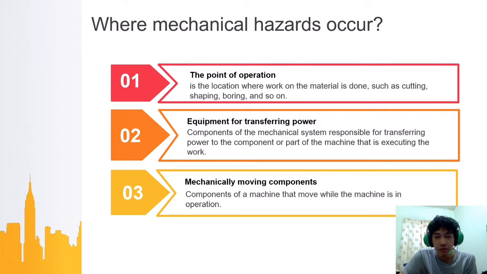This is the component of the mechanical system responsible for transferring power to the component or part of the machine that is executing the work. The last is the mechanically moving component. This is a component of a machine that moves while the machine is in operation. So be careful of these mechanical hazards.